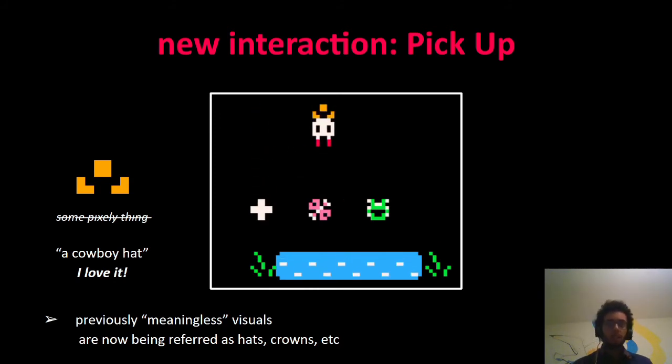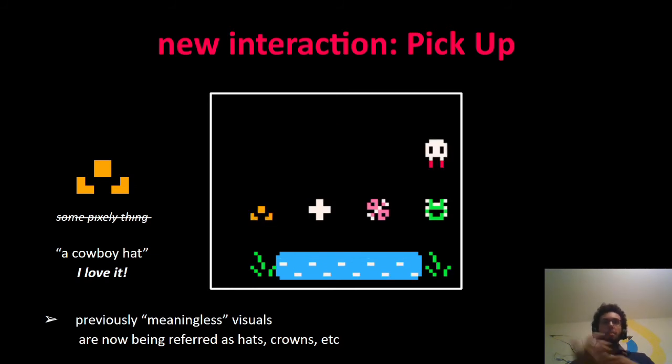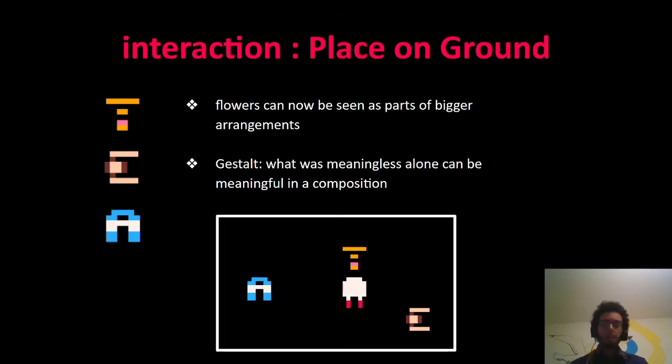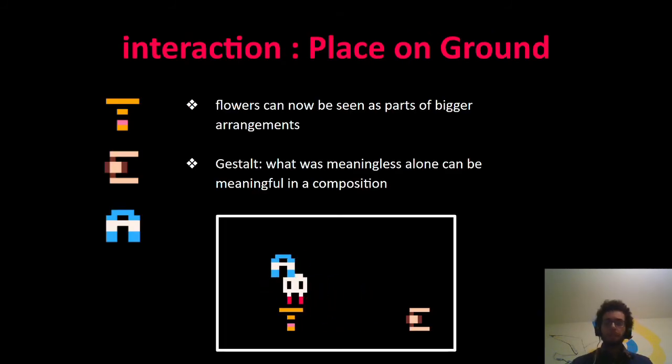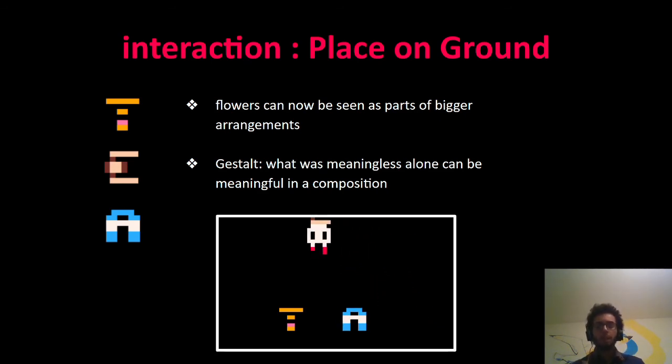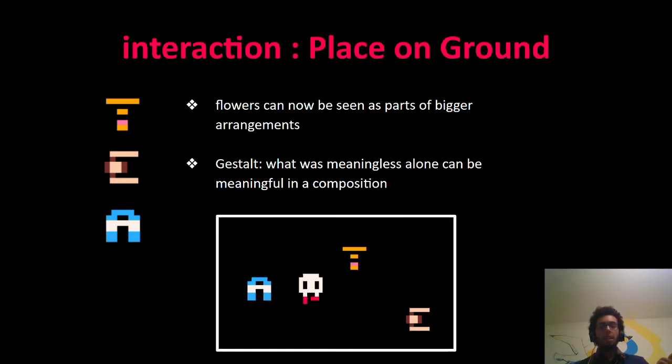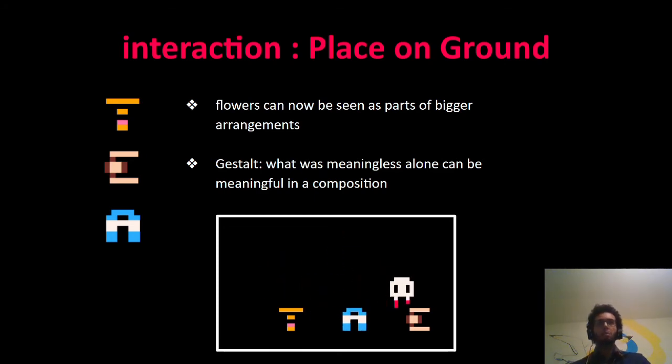Interaction can help meaningless visuals become something that has a real meaning to the player. Another example: because you can pick up things, you can also place them on the ground, and suddenly you give a player the ability to create arrangements of things, and to see in flowers things that can be arranged. For instance, since letters can form words, the player began to see some flowers as letters, a thing that they did not do before.